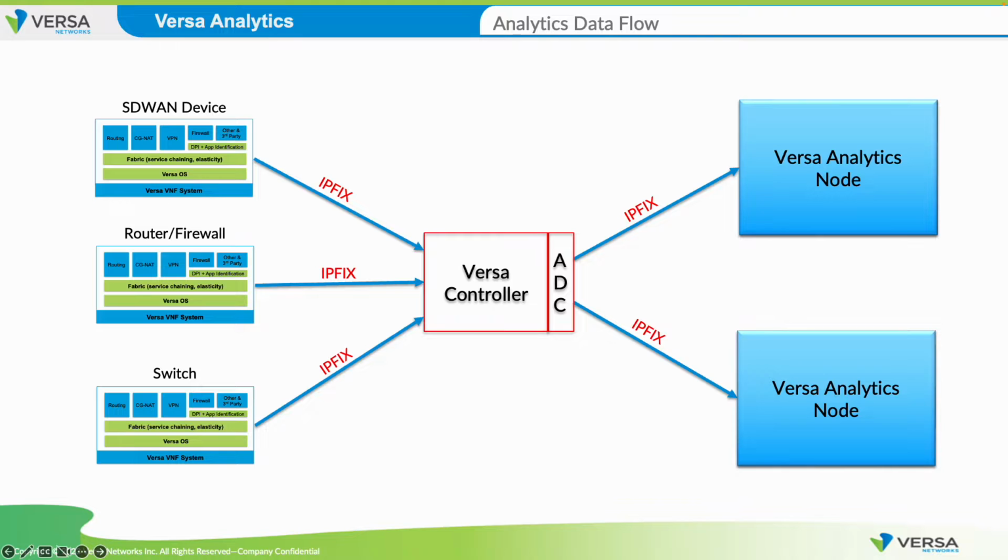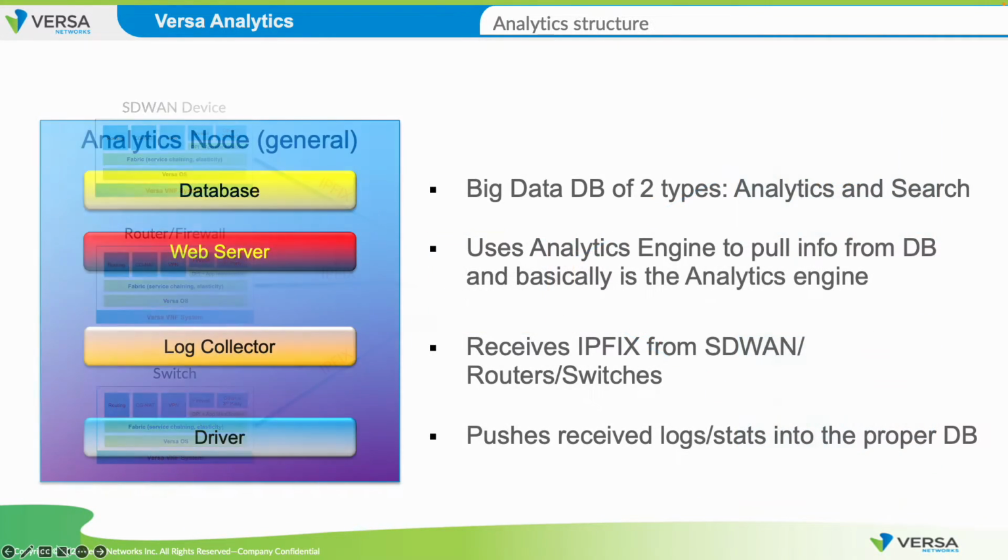Now let's review in a little more detail the internal structure of Versa Analytics. Main components of Versa Analytics are the database, web server, log collector, and driver. Usually there are two types of database, one for the statistics and the second for the log records. The web server is based on Apache Tomcat. That's basically your web interface, which reads from the database and combines data into the proper graphs or shows it on your screen.